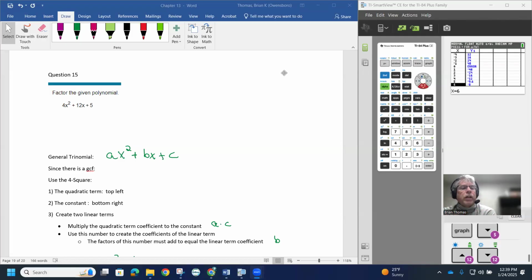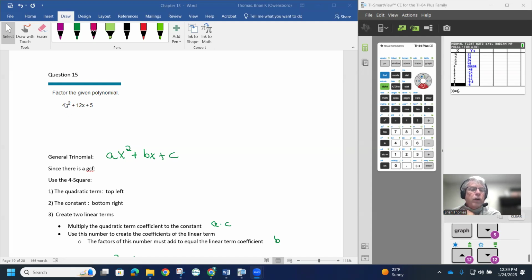So question 15, again, we're going to try to factor this given polynomial. Notice again how it's a trinomial, but it's not a special product because of the 5 on the end there. You cannot square any number and get 5. So this becomes what we call a general trinomial. What makes this one unique is there's a coefficient in front of the x squared. So now we're using this form ax squared plus bx plus c.